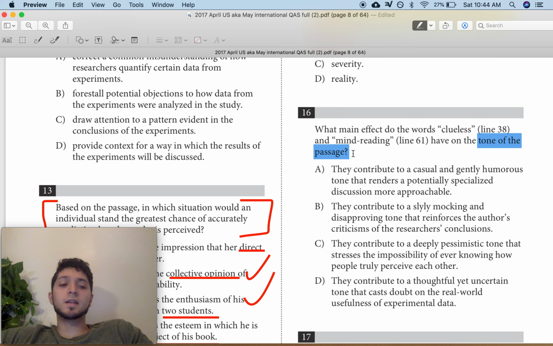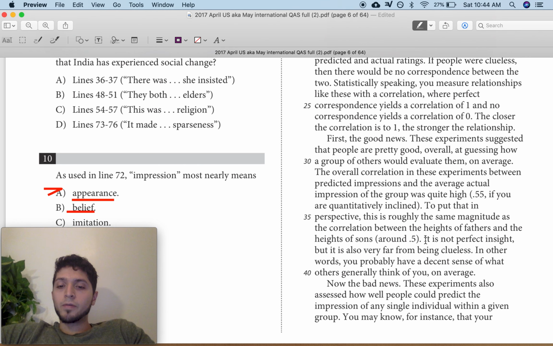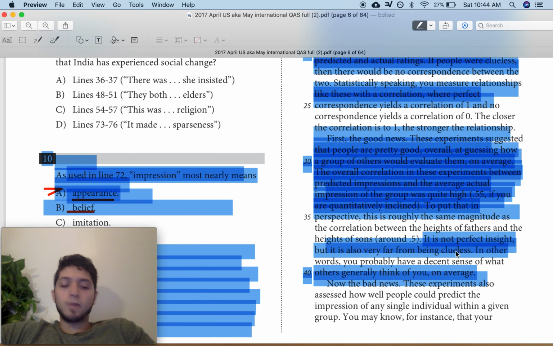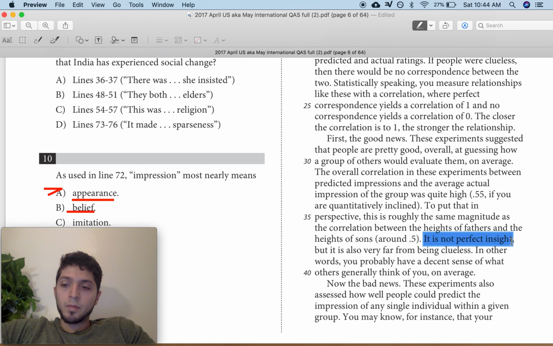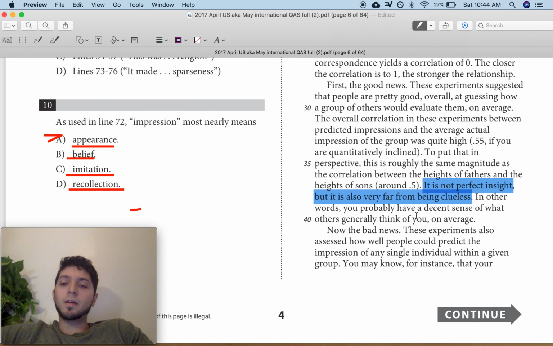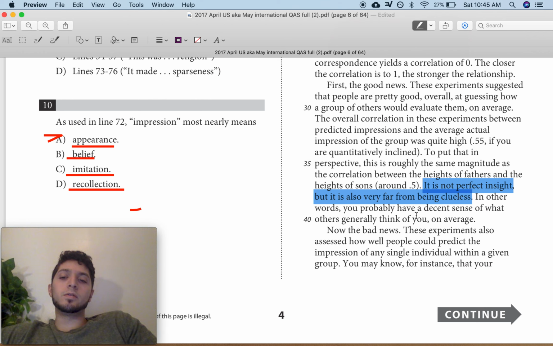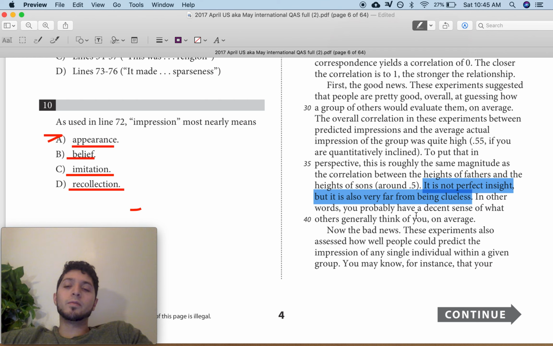So "clueless," that comes up here. "It is not perfect insight, but it is also far from being clueless." And what are they talking about here? They're talking about the correlation between what people think about how a group feels about them and how the group actually feels about them. It says there's a high correlation, like 0.55, and it's close to the magnitude of the correlation between the heights of whatever. So it is not perfect insight, but it is far from being clueless.